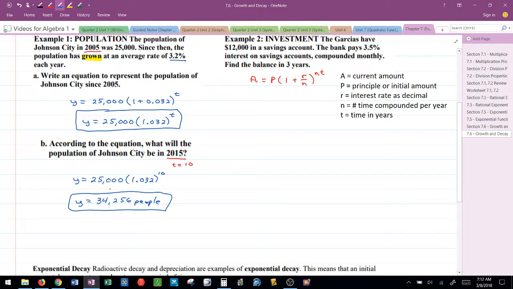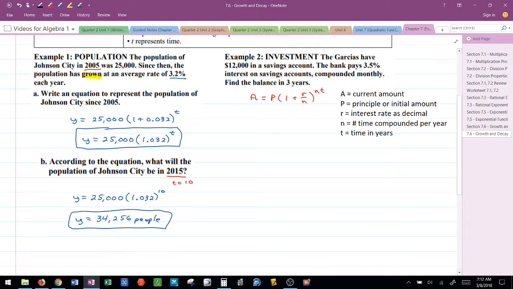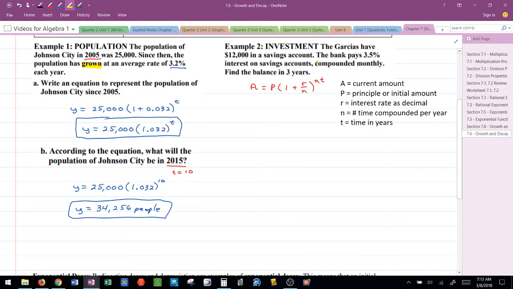All right? Now, let's take a look at another kind of exponential growth. Let's say you're doing an investment. So the Garcias put $12,000 in a savings account. The bank is going to pay 3.5% interest on the savings account. But something uniquely that they're doing is they're compounding it monthly.